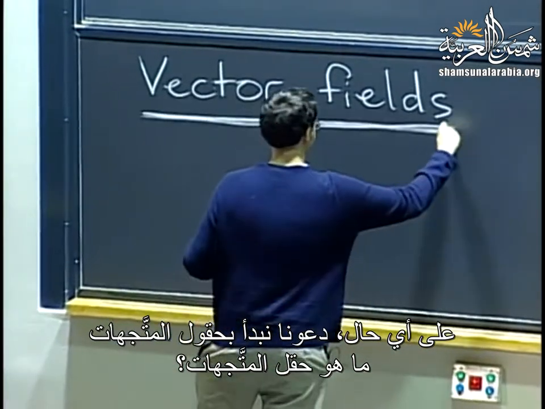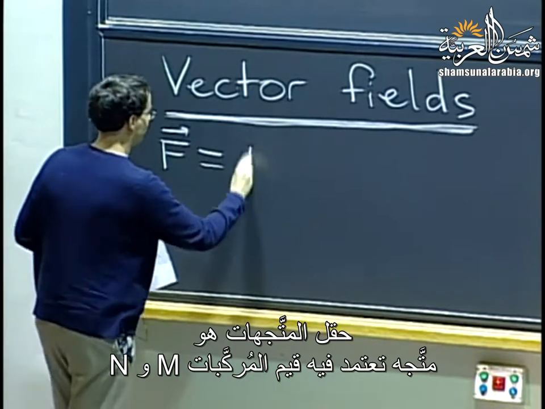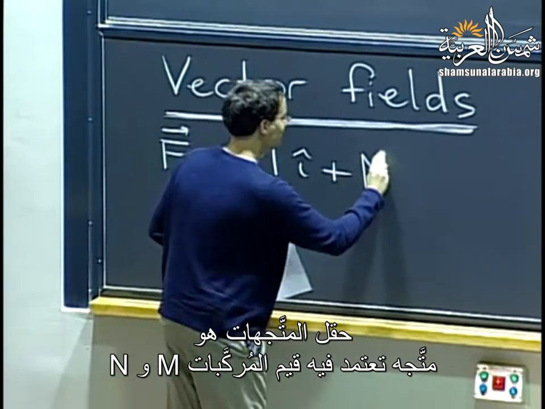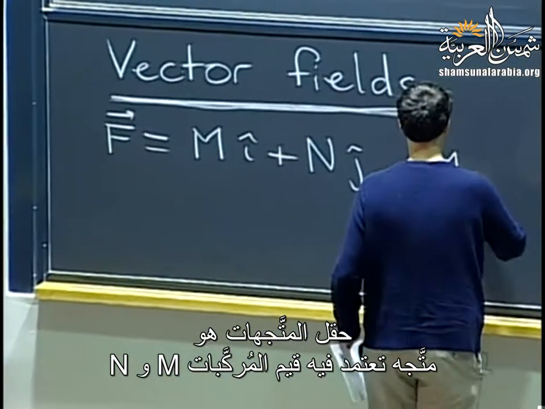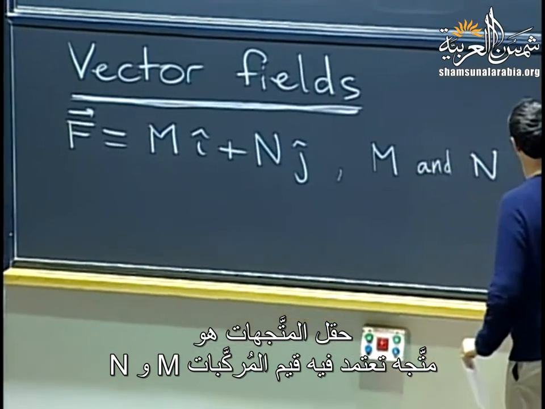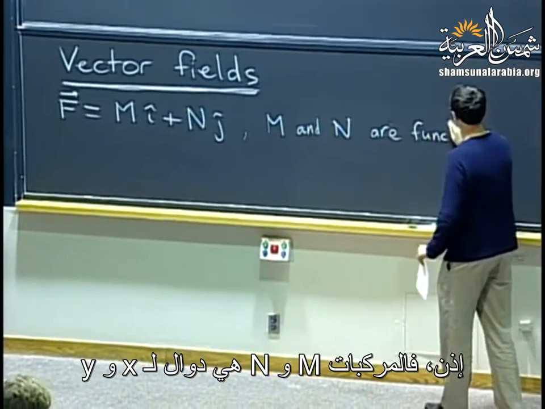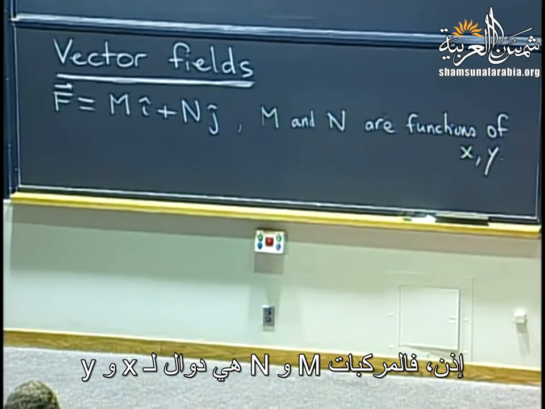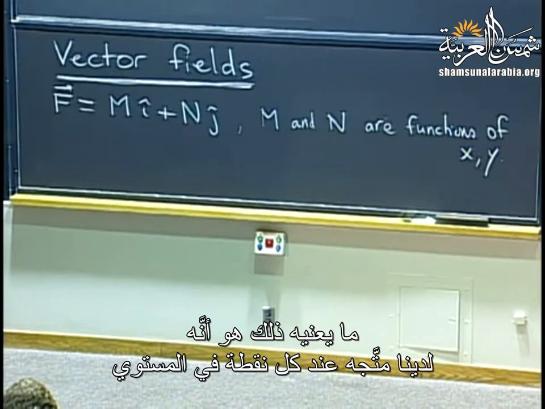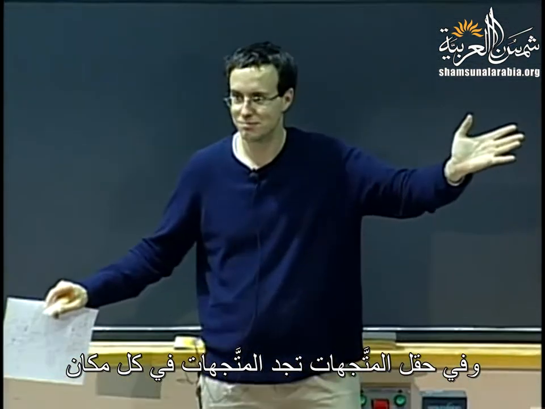So what's a vector field? Well, a vector field is something that's of a form, well, it's a vector, but where M and N, the components, actually depend on x and y, on the point where you are. So they are functions of x and y. So what that means concretely is that at every point in the plane, you have a vector. Okay, so in a cornfield, everywhere you have corn. In a vector field, everywhere you have a vector.